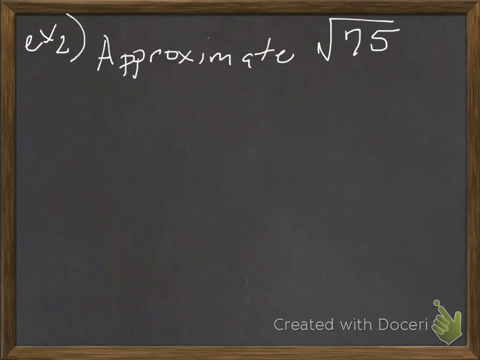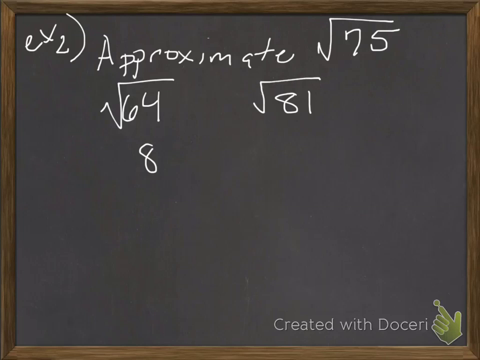For this example, we are going to approximate the square root of 75. Again, 75 is not a perfect square, but it is in between 64 and 81. So that means it's in between the square root of 64, which is 8, and the square root of 81, which is 9. So the square root of 75 is, and by the way, the squiggly equal sign means approximately, 8 point something.